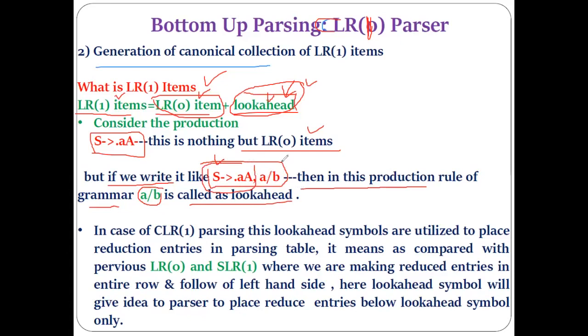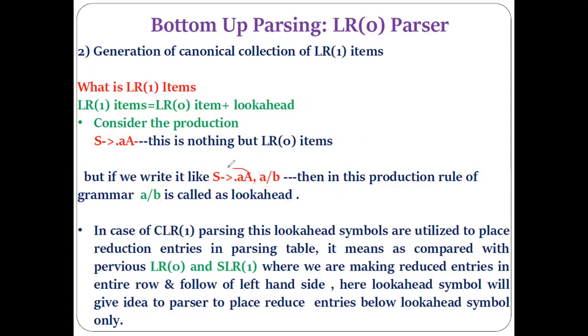If along with the LR0 item a look ahead is there, then that particular production is considered as a production with LR1 items. In this production rule, you can see the LR0 item because the dot is present at some position on the right hand side, and along with that, after the comma, we have added the two symbols A and B. So A and B are now considered as look ahead symbols. Now the question is how to generate these look ahead symbols; we are going to discuss that next. So you have to understand that an LR1 item is nothing but an LR0 item plus look ahead.